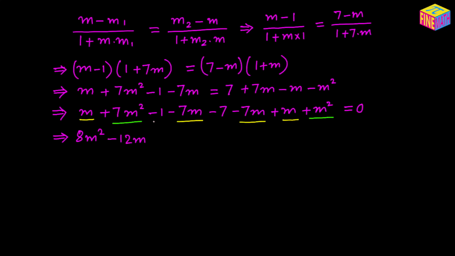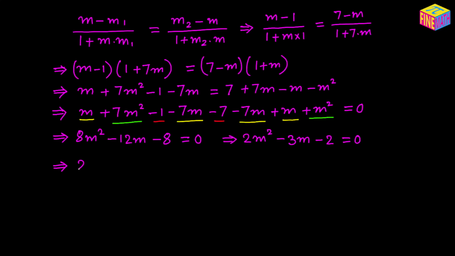We have negative 1 and negative 7, so that is equal to negative 8, and all of that is equal to 0. And from here, if we divide both sides by 4, then we get 2 times m squared minus 3 times m, and then minus 2 is equal to 0. If we factorize the left hand side, we can easily factorize them. We don't have to use the quadratic formula. If we cannot factor it, then of course we have to use the quadratic formula, but in this case I think we can easily factorize it.